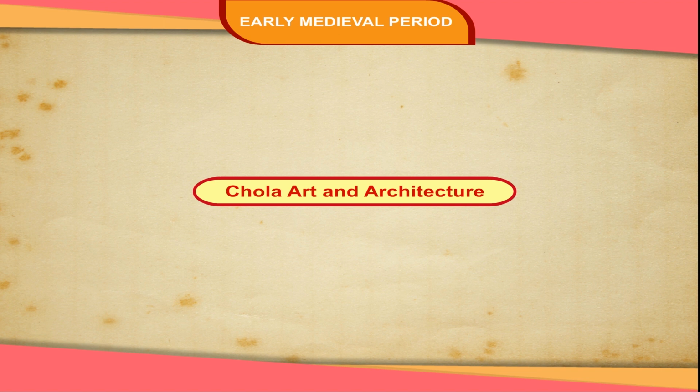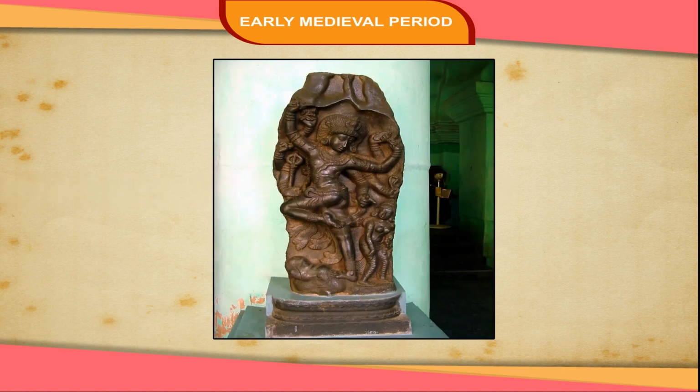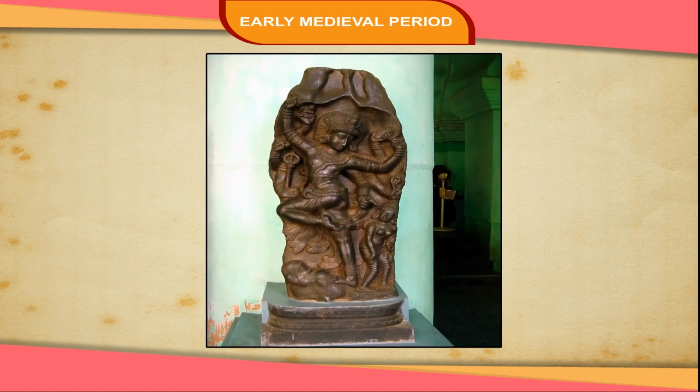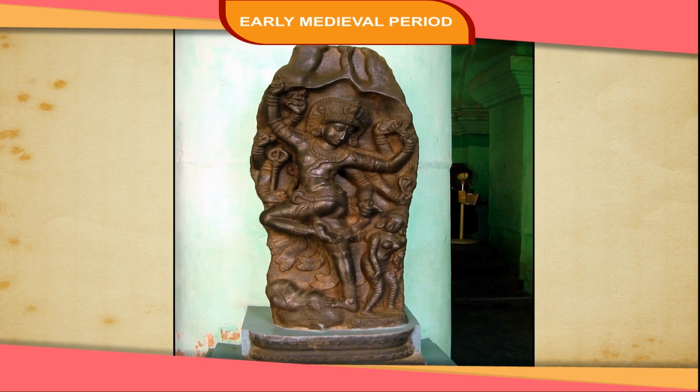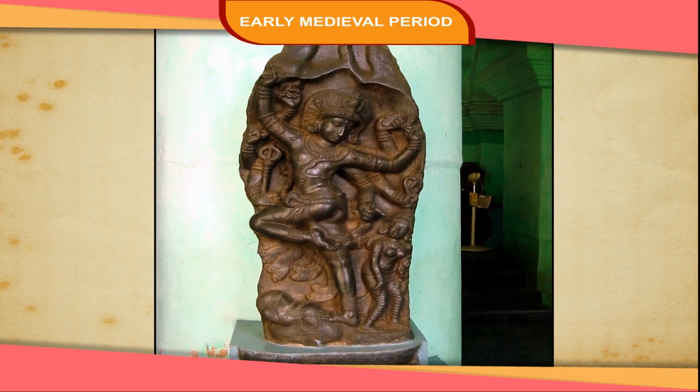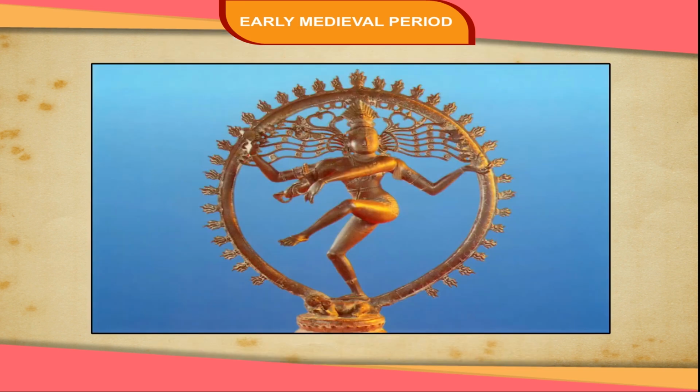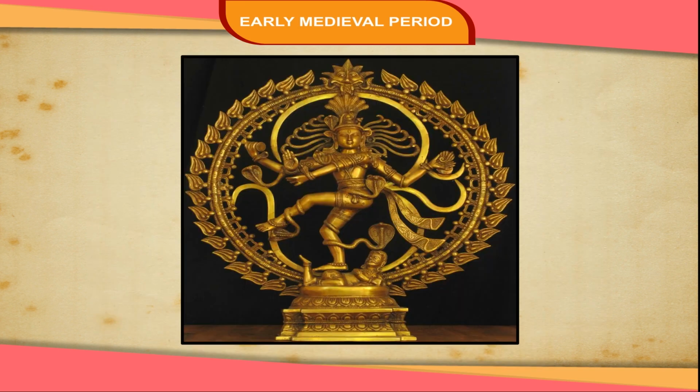Chola art and architecture. Chola artists created and perfected bronze sculptures which were worshipped as living entities. Graceful elegance characterized the primarily religious bronze sculptures of the period. The most famous example is the Nataraj, or the dancing Shiva.